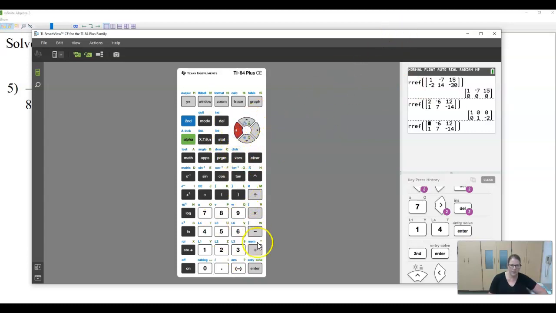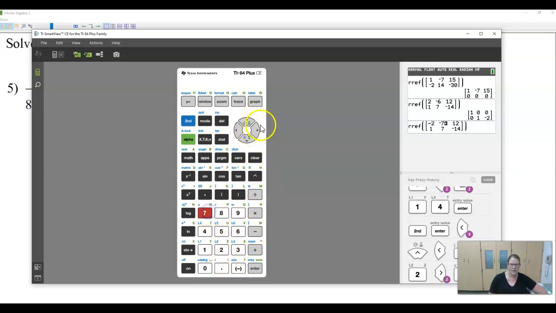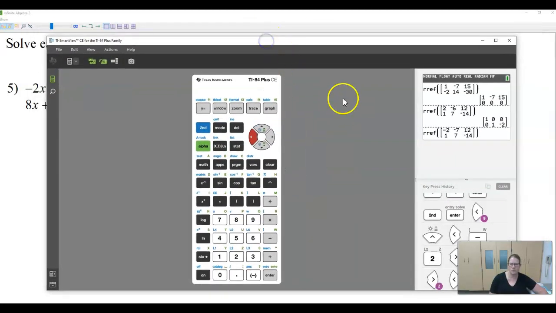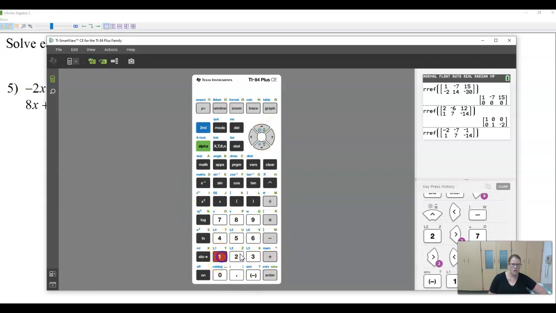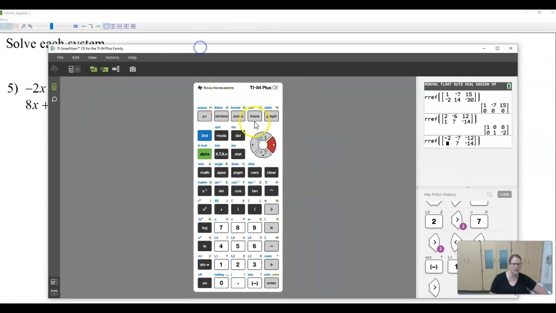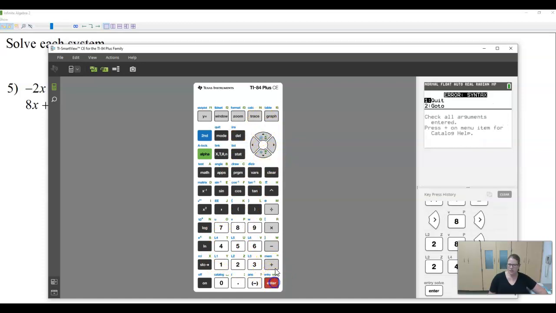So let's get in front of it. So -2, -7, what was it, -12? -12. -12, and then my bottom row should be 8, 28, 24, 8, 28, and 24. And then just hit enter.